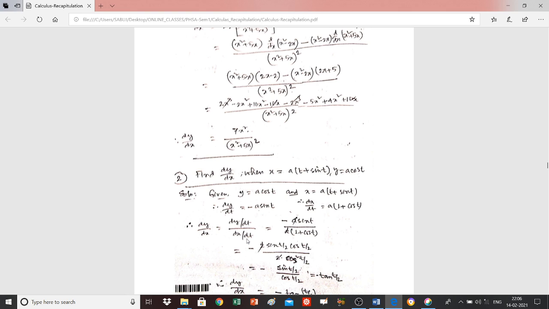dx by dt. So here y is equal to a cos t, and x is equal to a into (t plus sin t). So dy by dt is minus a sin t, and dx by dt is equal to a into (1 plus cos t).